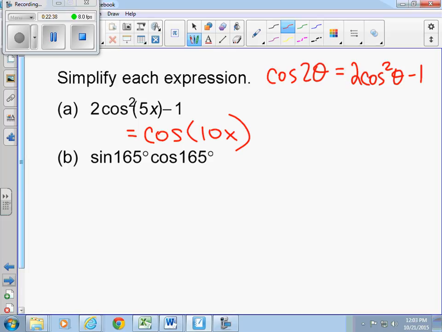Hey, where's your squared minus 1 here? Oh, okay, I got it. Any questions so far? Let's look at the next one.